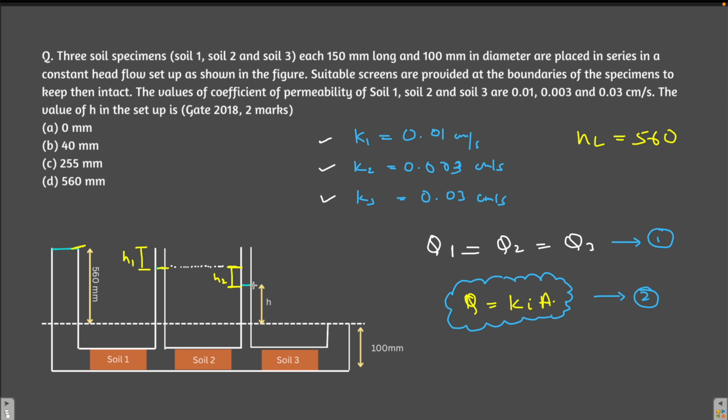So initial head before soil 3 and final head after soil 3. So this is H3, the head loss for soil 3. Now this H3 is the same as H, and we have to find out H. That means we have to find out H3. Okay, so if this is clear to you, let's move ahead.